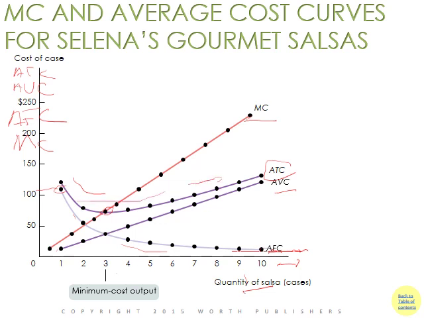And we can ask ourselves, well, why does average total cost decrease at first? Well, we know that average total cost is equal to average fixed cost plus average variable cost.